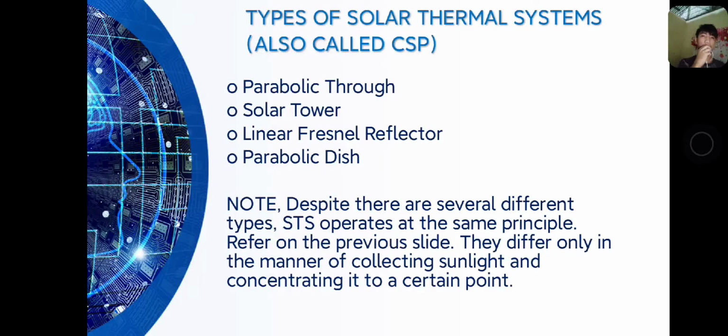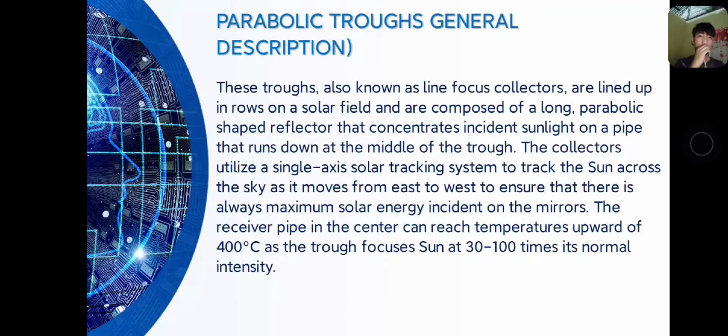So there are four types of solar thermal systems: the parabolic trough, solar tower, linear Fresnel reflector, and parabolic dish. These types of thermal systems operate on the same principle. Nagkakaiba lang sila sa paraan ng pagkuha ng sunlight. Pero kung paano nako-convert yung sunlight into electricity is pare-parehas lang sila. So, ano nga ba yung parabolic trough?